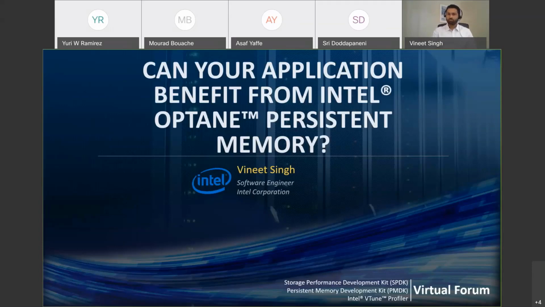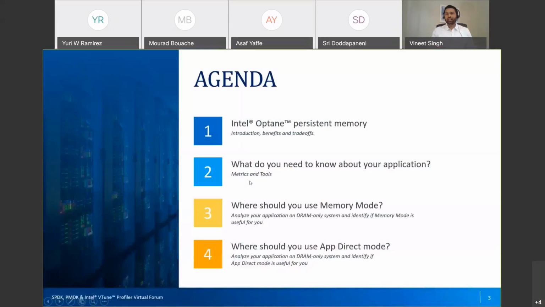First thing we'll do is I'll go over what are the things that you need to know about this new memory technology. Need to be aware of what are the good things about it and what are the trade-offs about using this new memory technology. Just like any other hardware, this is not a golden bullet. There are particular use cases and scenarios where this technology will help you.